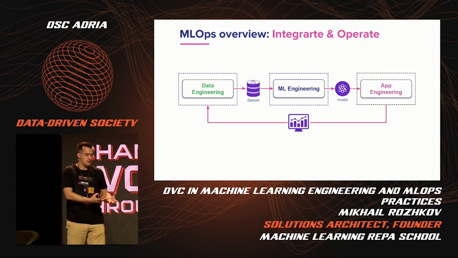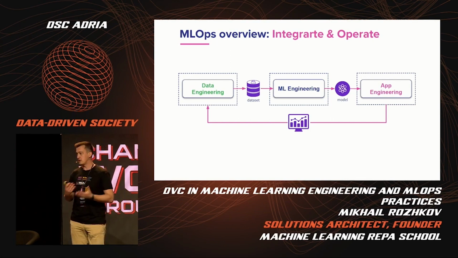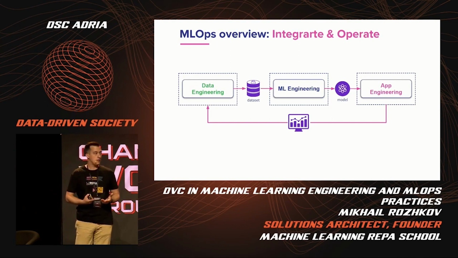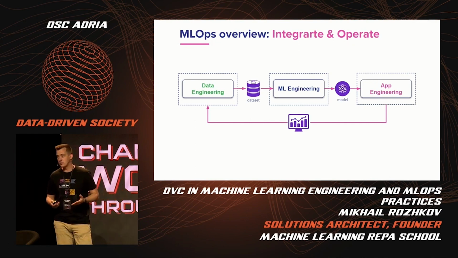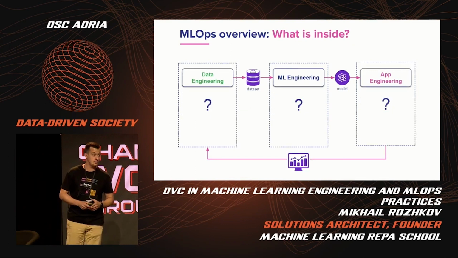We need to integrate this model somewhere, make it work, get predictions and use them for a business process, and constantly monitor how this model works. So we have this feedback loop from the model to be able to improve it and fix it sometimes, because sometimes it doesn't work properly, right? We also heard about this today.